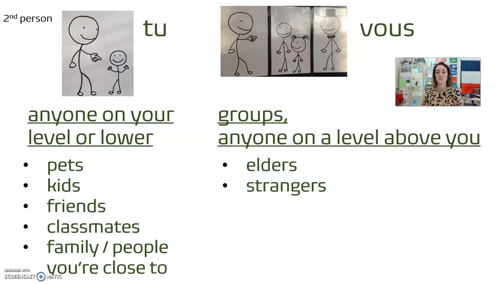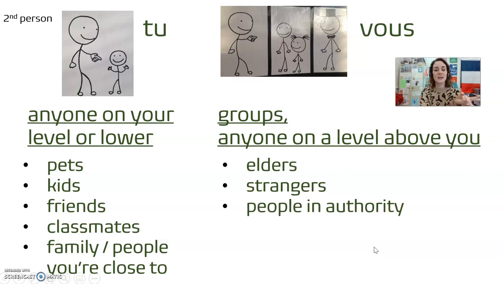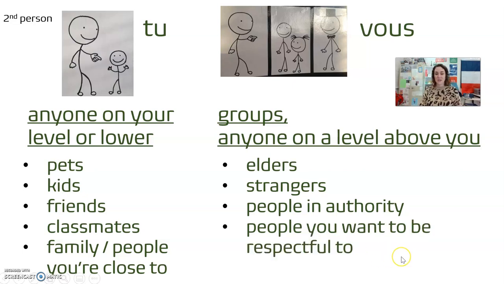You use vous with a stranger. If you've never met that person before, no matter who they are, use vous with them to show some formality. You're not going to go up to some stranger and go, hey, what's up? You don't know them. People in authority, the president, the governor, a police officer, a judge, somebody who could make influences on your life, be respectful to them. Your boss, so anybody in a higher position of power. People you want to be respectful to as well.